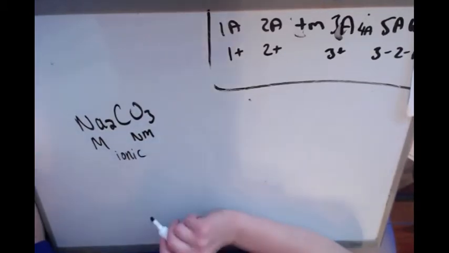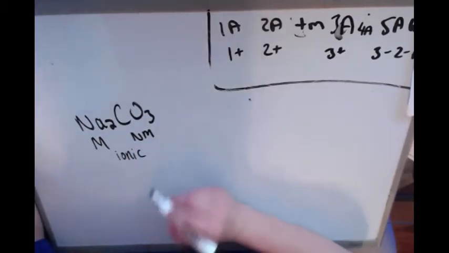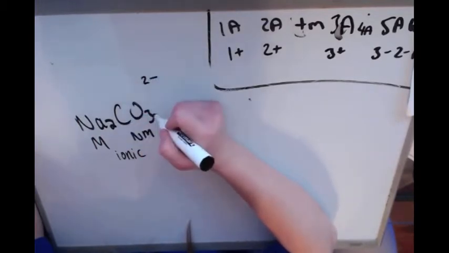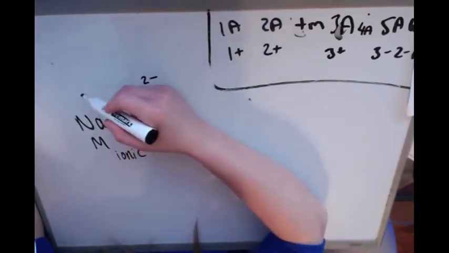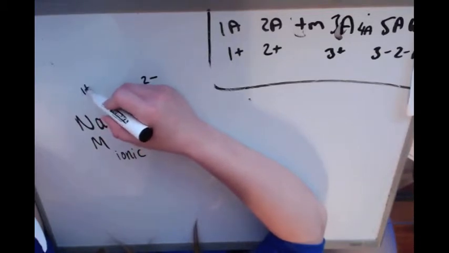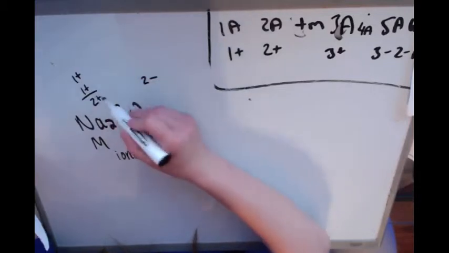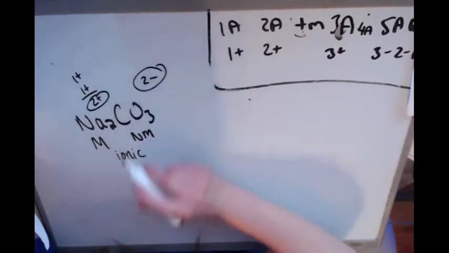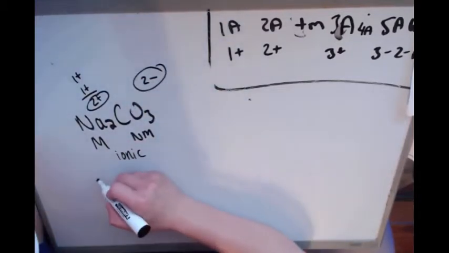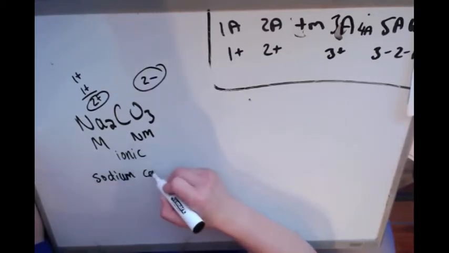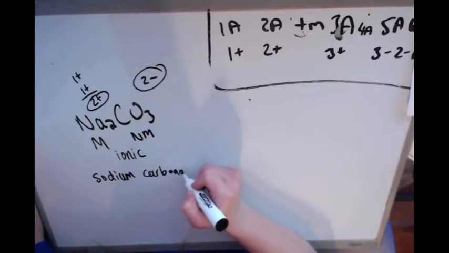So we have to know how to name it. Well, carbonate has a charge of 2 minus, just one of them. And sodium, just one sodium atom has a charge of 1 plus. But there's 2 of them, so that equals 2 plus. So 2 plus and 2 minus, balanced charges. We simply name it sodium carbonate.